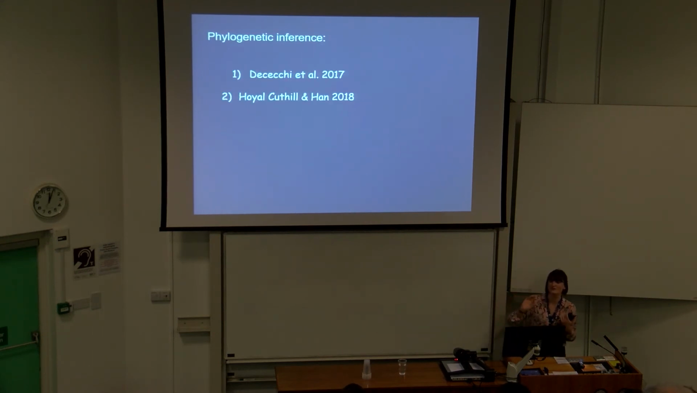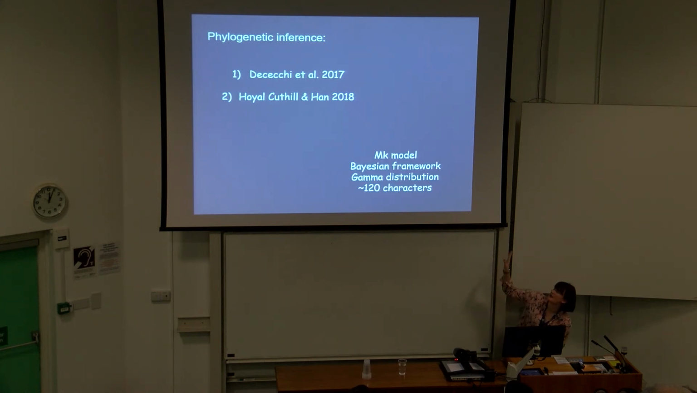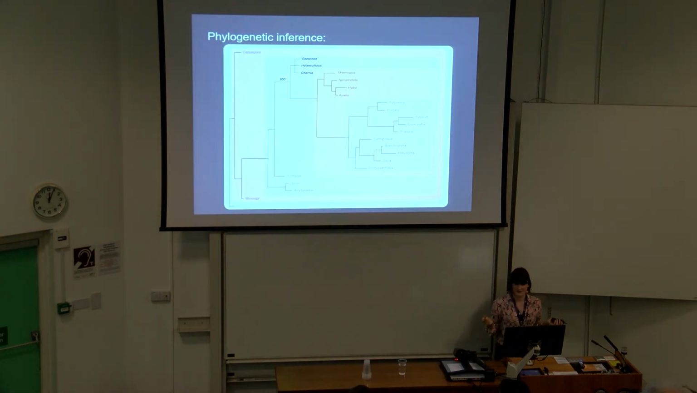And so there have been two recent attempts to do this. Dunn et al. just considered Ediacaran taxa, whereas Hoyal Cuthill and Han considered metazoans and non-metazoans as well. I have done this slightly differently. I've used a Bayesian framework, although I've tested it in the parsimony framework as well. And this is what I get.